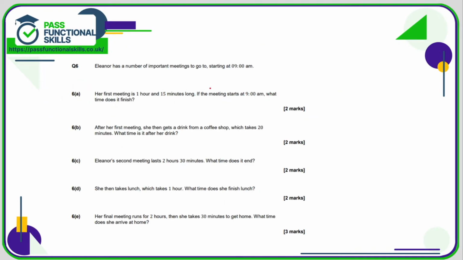On to question 6, which is a relatively straightforward one. Eleanor's got a number of meetings starting at 9. The first one lasts for 1 hour and 15 minutes, so if it starts at 9, then it's going to finish an hour and 15 minutes later. So 9 plus 1 hour is 10. 10 plus 15 minutes is 10:15.